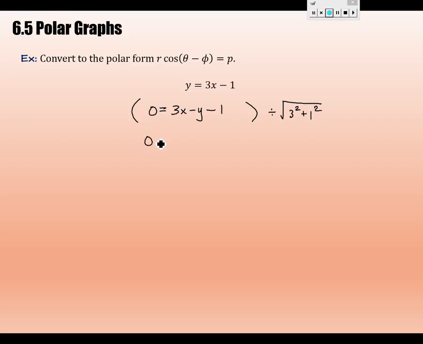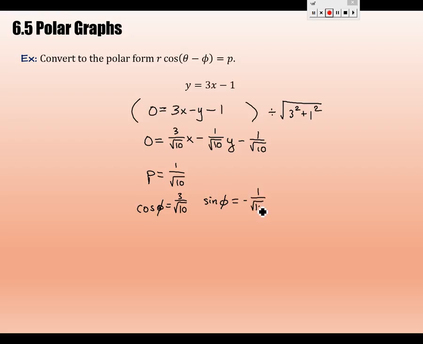Anyway, the point is, I think we have it in normal form now: 3 over root 10 x minus 1 over root 10 y minus 1 over root 10. So do we know what p is right away? What is it? 1 over root 10. Phi is not obvious, and I think we need to reach for our calculators, but we do know what the cosine of phi and the sine of phi are. So can someone help me out here, figure out what phi is? Because then we'll be done.